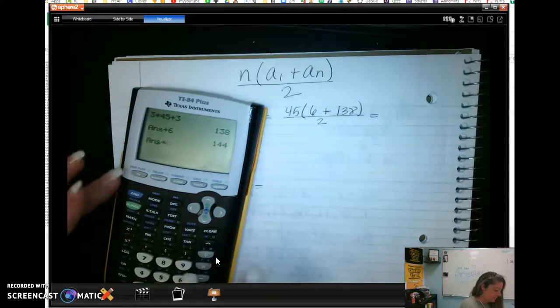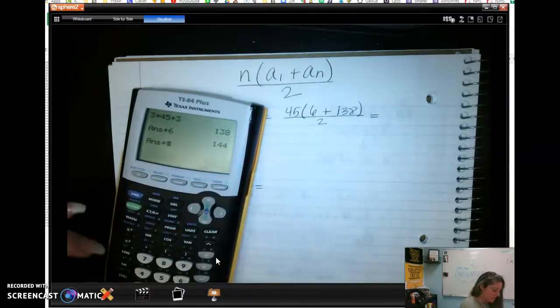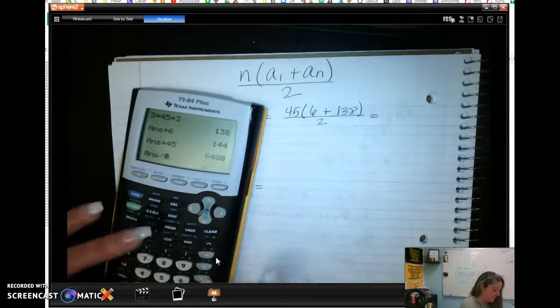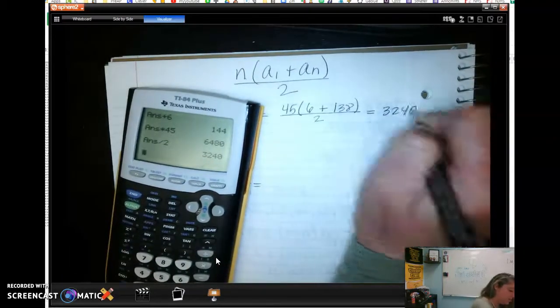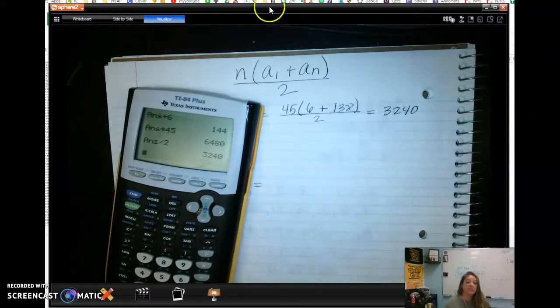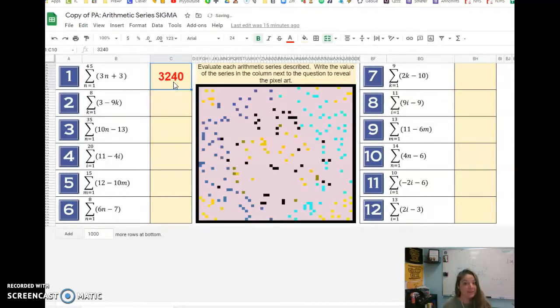All right, so I'm going to add those together. So 138 plus 6 is 144, times 45, divided by 2, and I should get 3,240. Now this is how the pixel art works. So you're going to go into the spreadsheet, and in this first box, we got an answer of 3,240, and as soon as I hit enter, watch what happens. See? Some of my little pixels showed up. All right, let's go do it again.